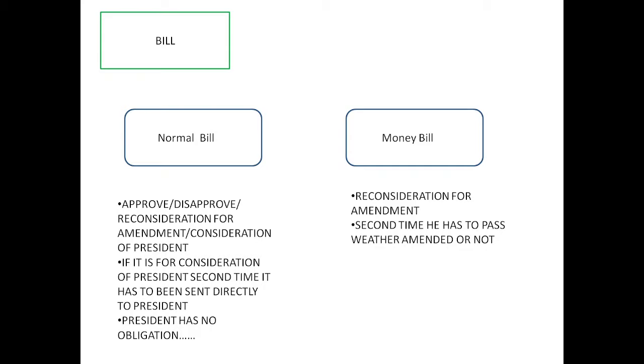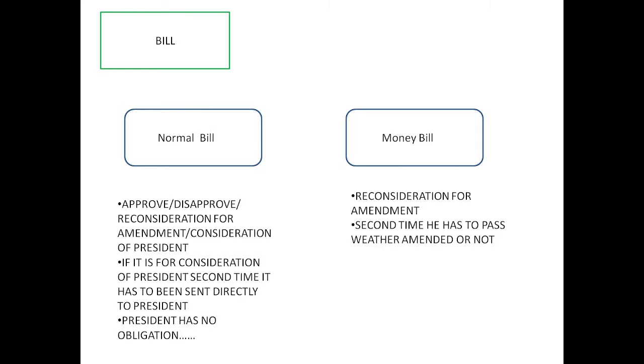With regard to the money bill, the governor has to approve it. The first time he can send it for reconsideration, but whether it is amended or not, he has to approve that money bill. These are the two circumstances. So let us assume it has been sent as a normal bill. Then the governor has the authority, or if the governor sends it to the president, the president has the authority.